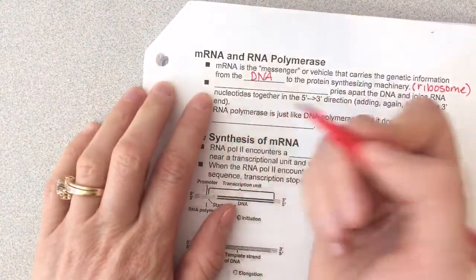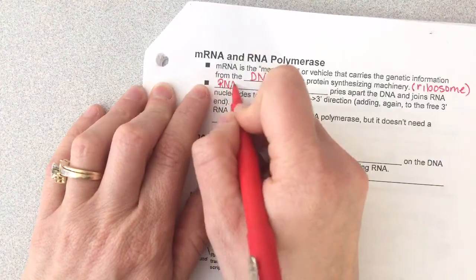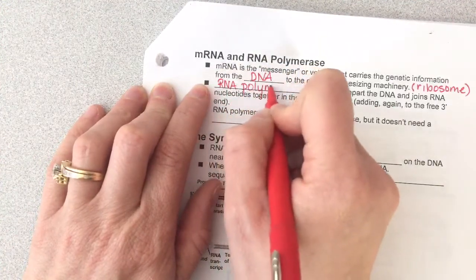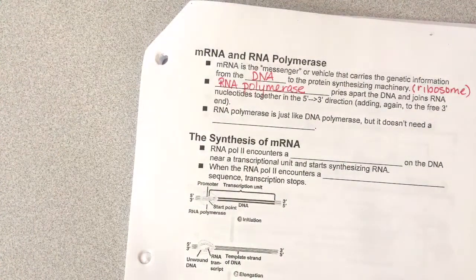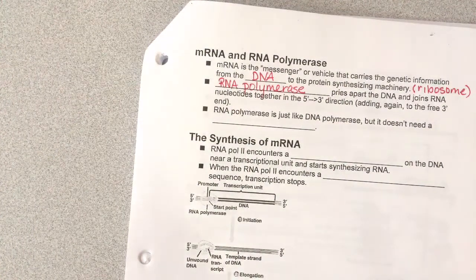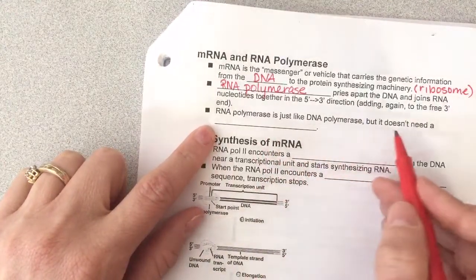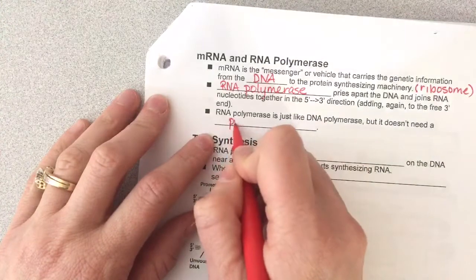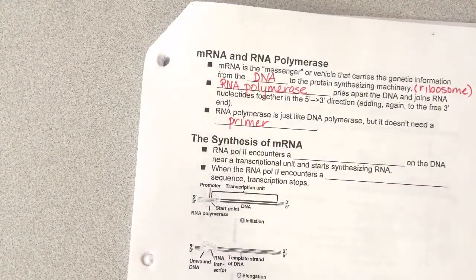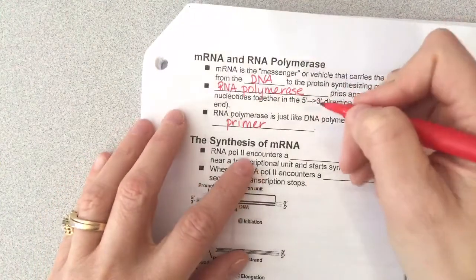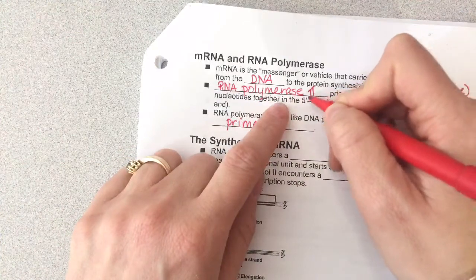All right, now we have an enzyme that helps to make your mRNA molecule. We have what's called RNA polymerase. Sounds very familiar to DNA polymerase. DNA polymerase 3 was used to make and add nucleotides to replicate DNA. RNA polymerase makes RNA. So RNA polymerase is just like DNA polymerase, but it doesn't need a primer. So that's something different. All right, so how does this happen? There's lots of different RNA polymerases, just like there's lots of DNA polymerases.